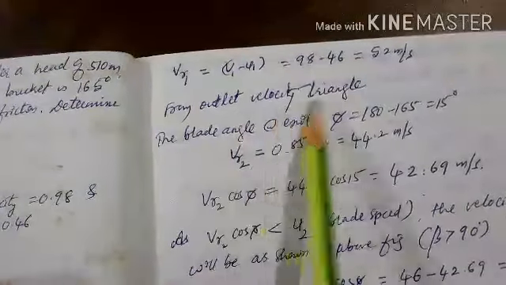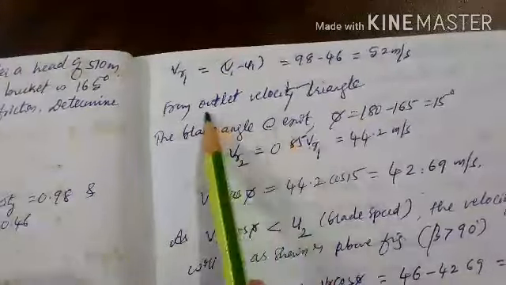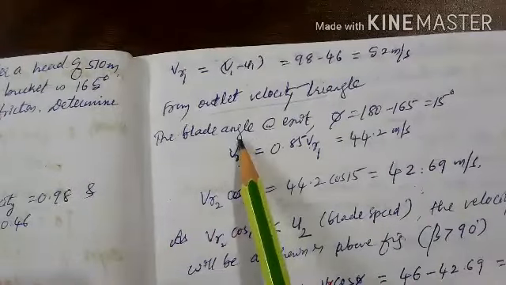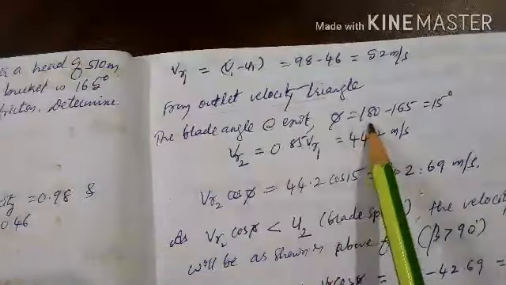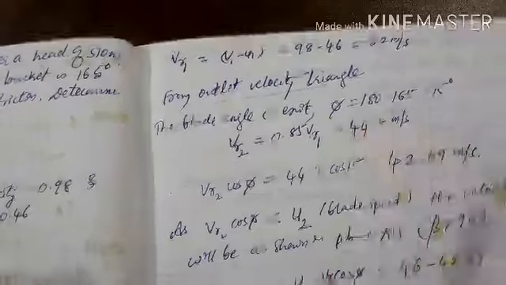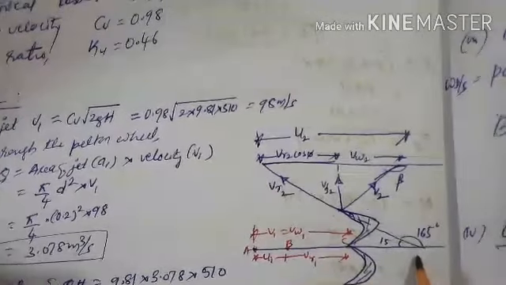And also from the outlet velocity triangle, the blade angle at exit, that is phi. Since the deflection angle is given, in this case the deflection angle is given as 165 degree.